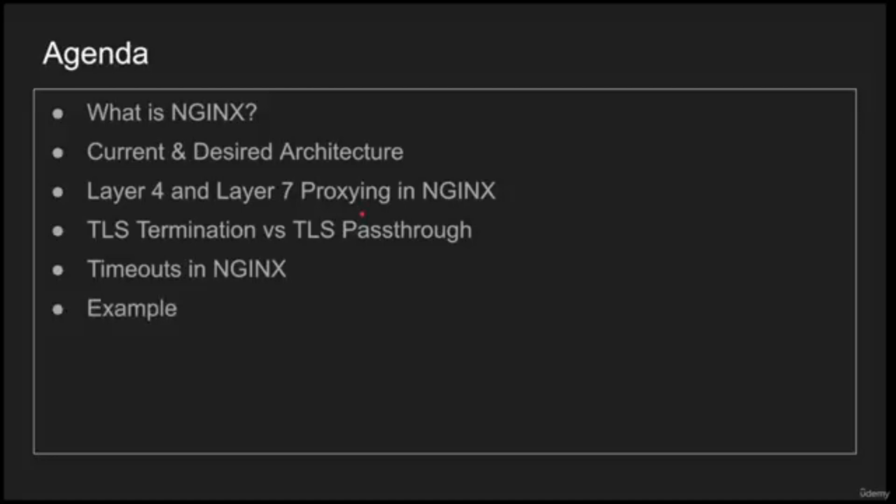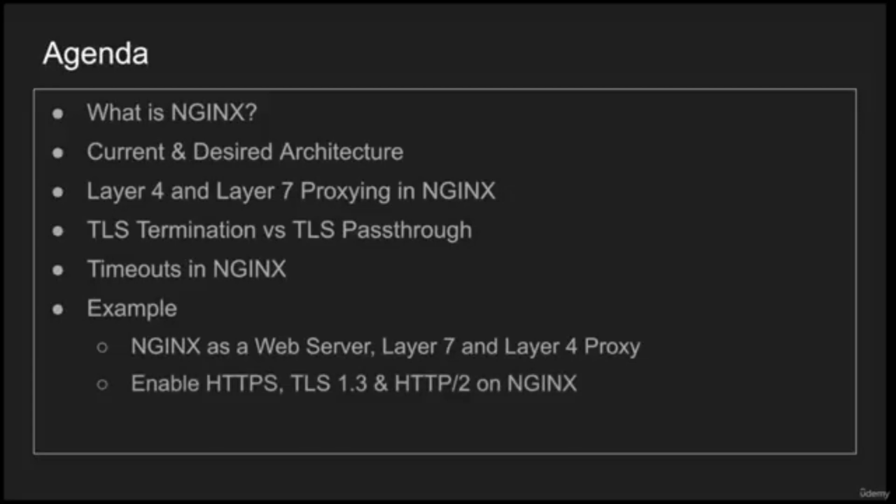And then the people's favorite part is the example. We're going to go through spinning up our own NGINX web server. We're going to configure it to be a layer 7 reverse proxy, layer 4 reverse proxy. What does that mean? We're going to talk about all that stuff.